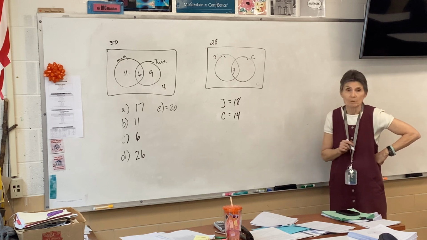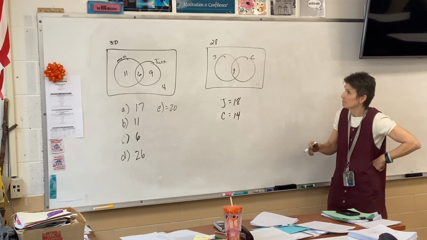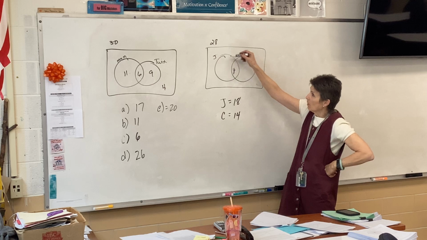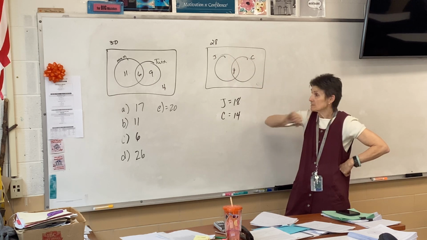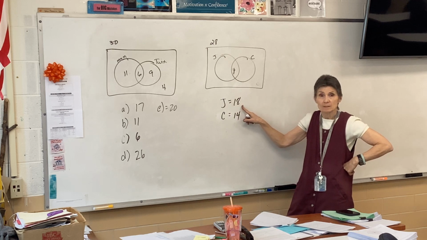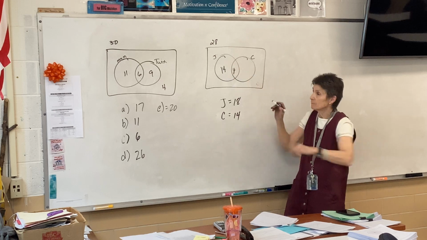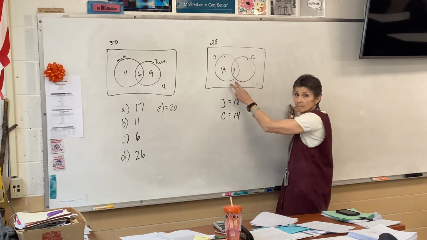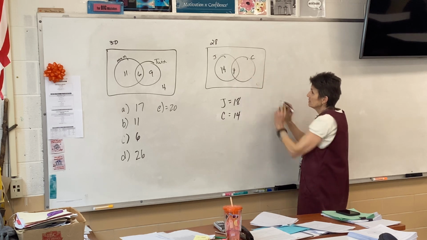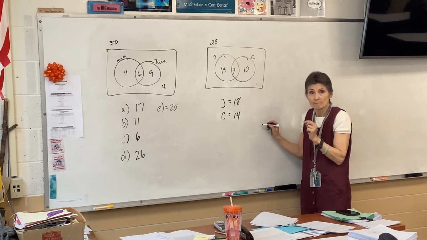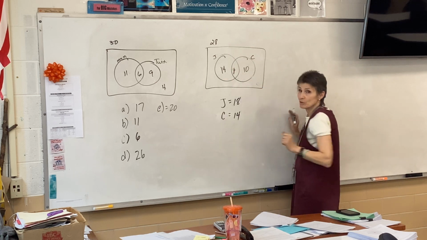So 4 people voted twice. Voted for both. They like both kinds of music. Now remember, the jazz ball has a total of 18 people. Now 4 of them are here, so there must be 14 more here. 18 total. And this one has 14 total, so this must be 10. Now if you look, 14, 4, and 10, that gives you your 28.